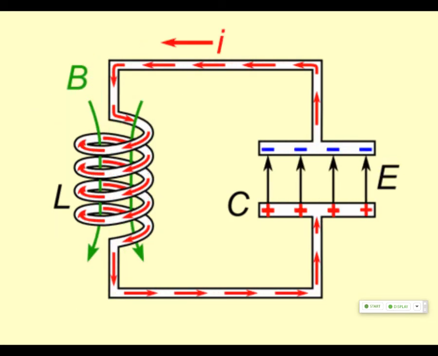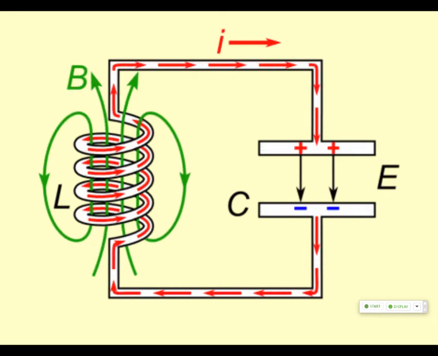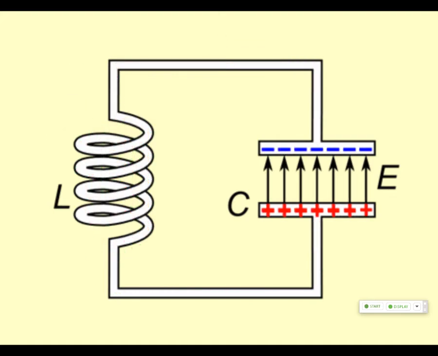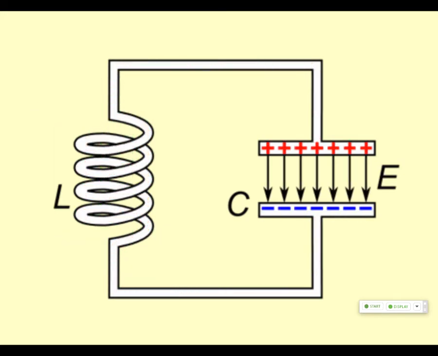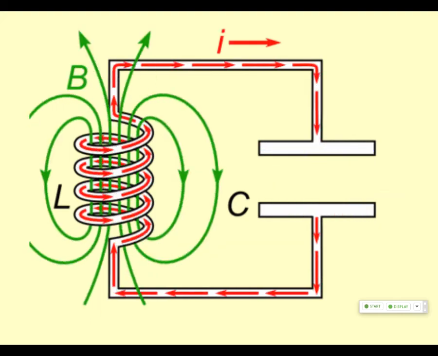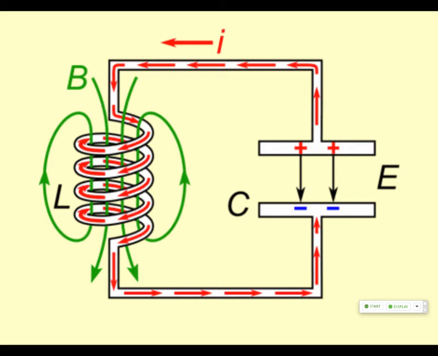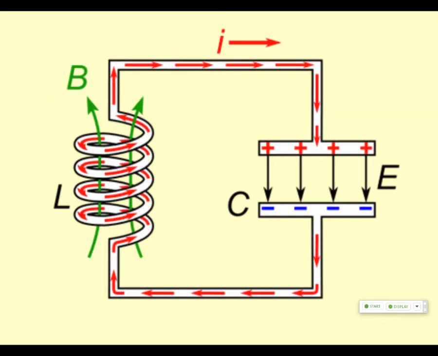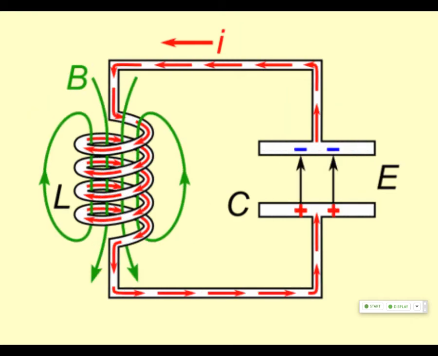A changing current. Is it increasing or decreasing? Decreasing, right? You always start with the maximum current because this thing has the maximum voltage, and as it discharges, the current decreases. If it's decreasing current, what does this thing try to do? Power itself. Push the current in the same direction.